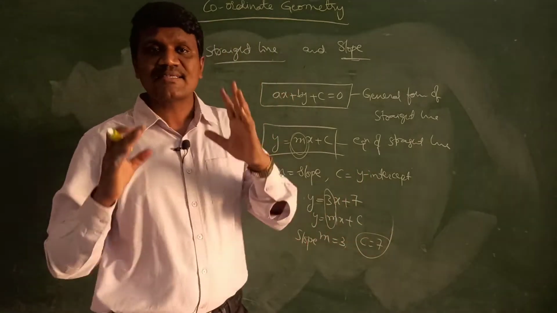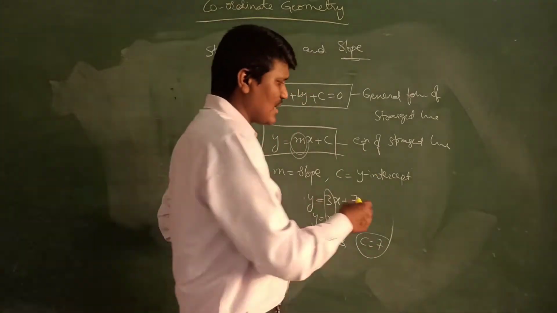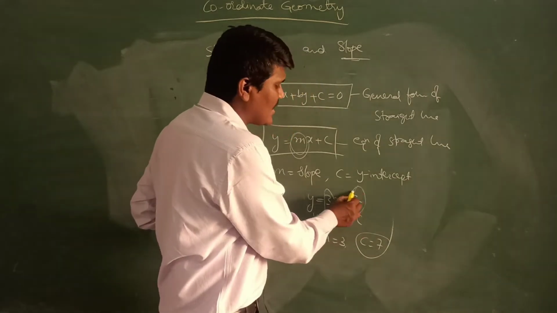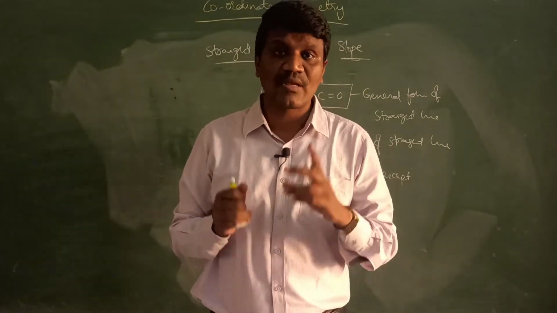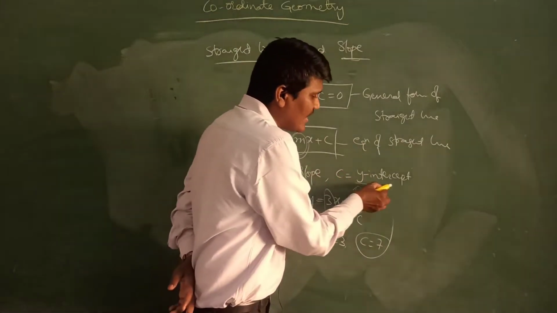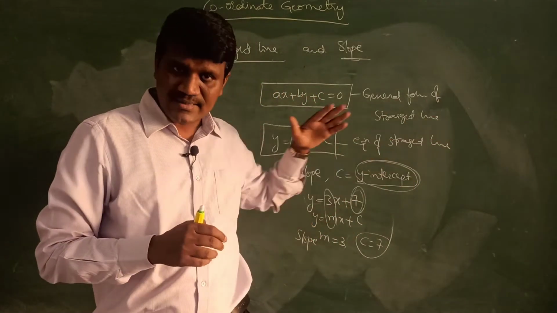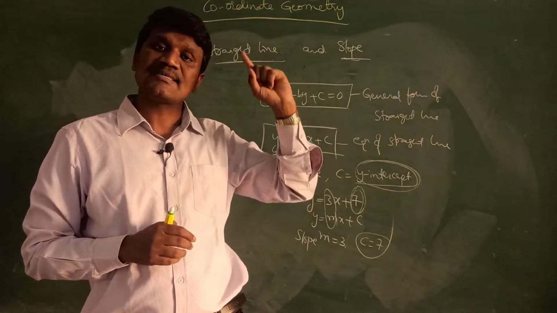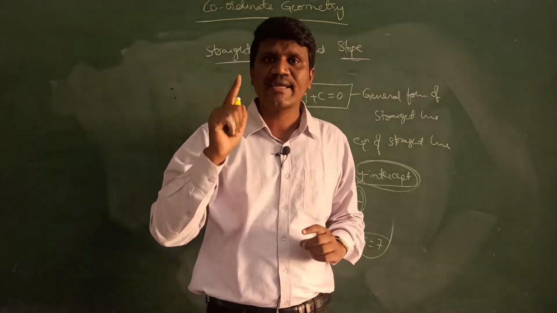So what is c? If you draw this line, that line will definitely pass through the y-axis at 7. That is why we call it the y-intercept. The y-intercept is where this straight line touches the y-axis, at 7. That is what is meant by y-intercept.